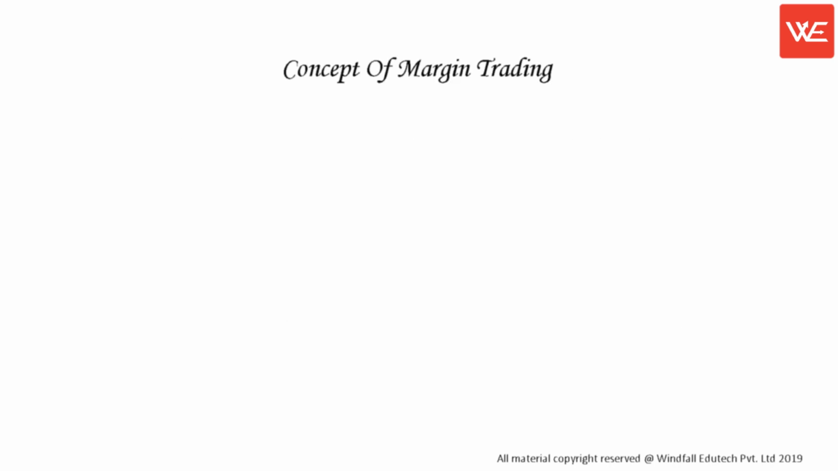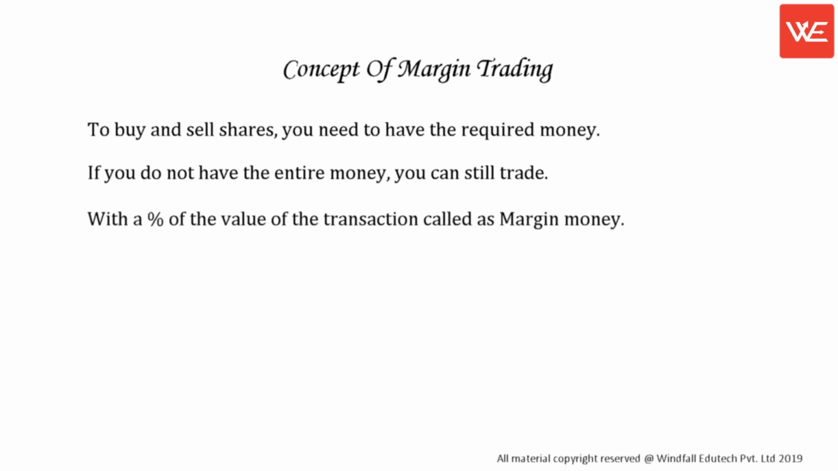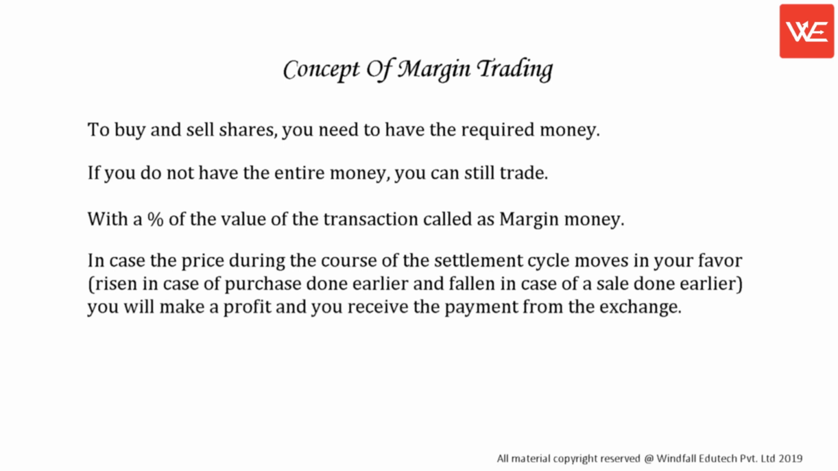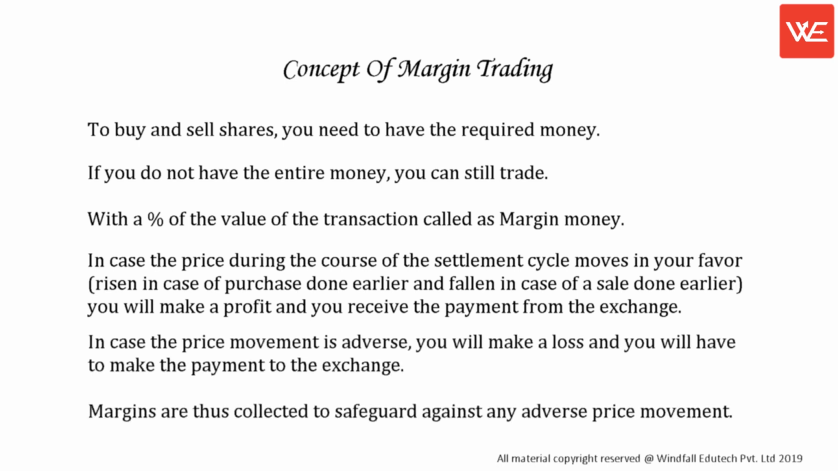Concept of margin trading. To buy and sell shares, you need to have the required money. If you do not have the entire money, you can still trade with a percent of the value of the transaction called margin money. In case the price during the course of the settlement cycle moves in your favor, risen in case of a purchase done earlier and fallen in case of a sale done earlier, you will make a profit and you receive the payment from the exchange. In case the price movement is adverse, you will make a loss and you will have to make the payment to the exchange. Margins are thus collected to safeguard against any adverse price movement.